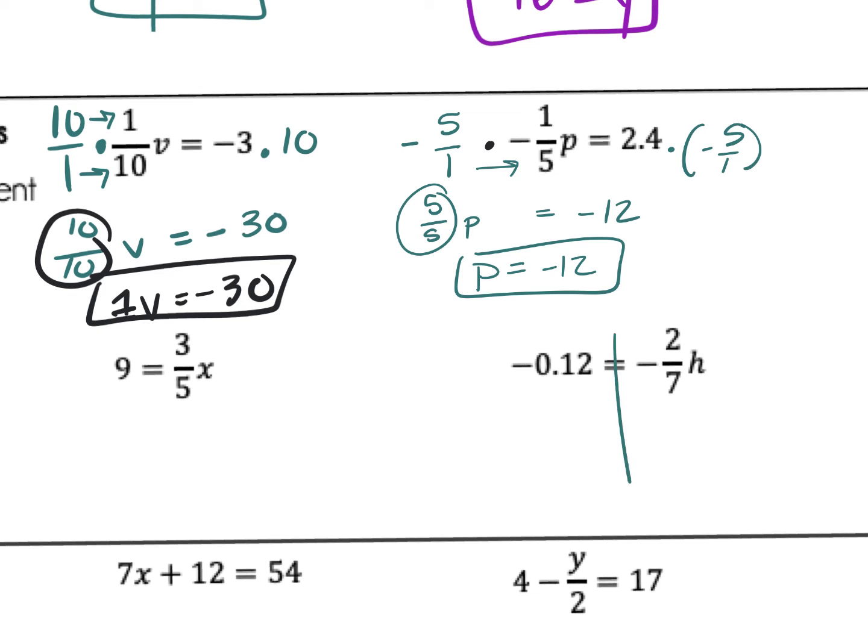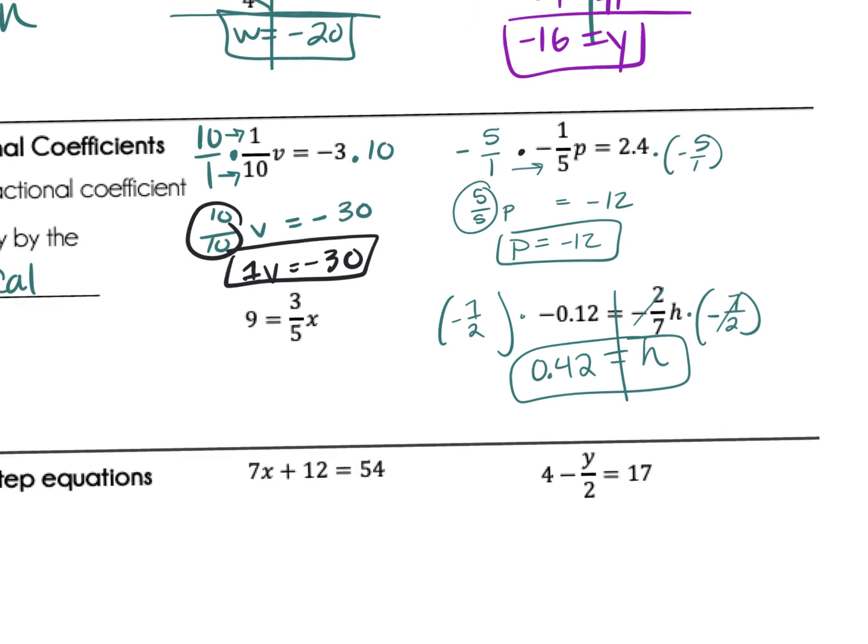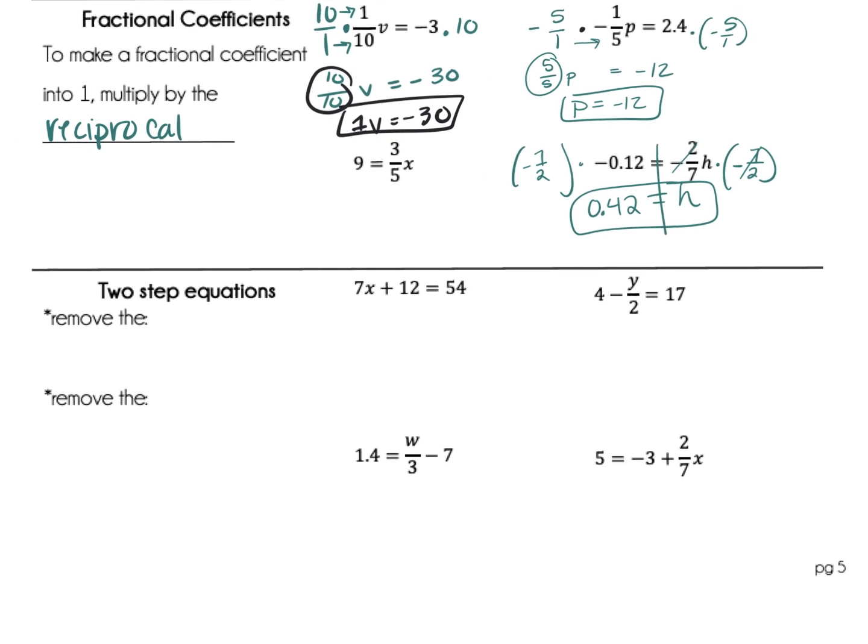Okay. All right, same thing for over here. We have negative 2/7. So times negative 7 over 2. Okay, so those fractions cancel each other out. We're left with h. You should get 0.42 equals h. You can use a calculator. I did. All right, so that's about fractions, okay?